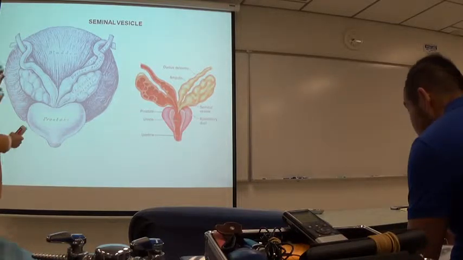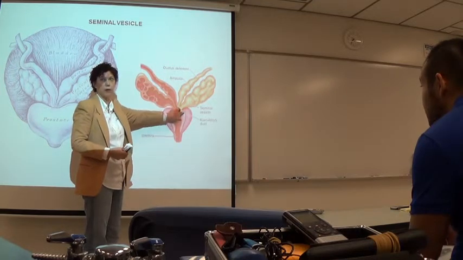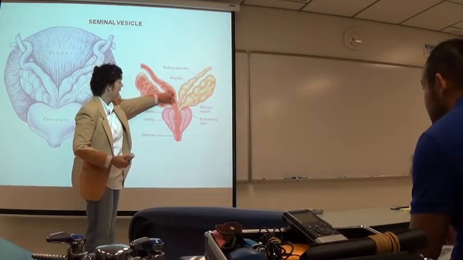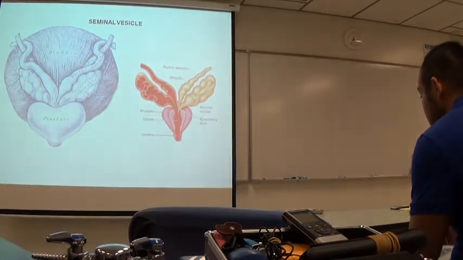Then remember, it joins with the sperm to form this common pathway. So there are two ejaculatory ducts. Each ampulla and seminal vesicle come together to form an ejaculatory duct that enters into the prostate gland.